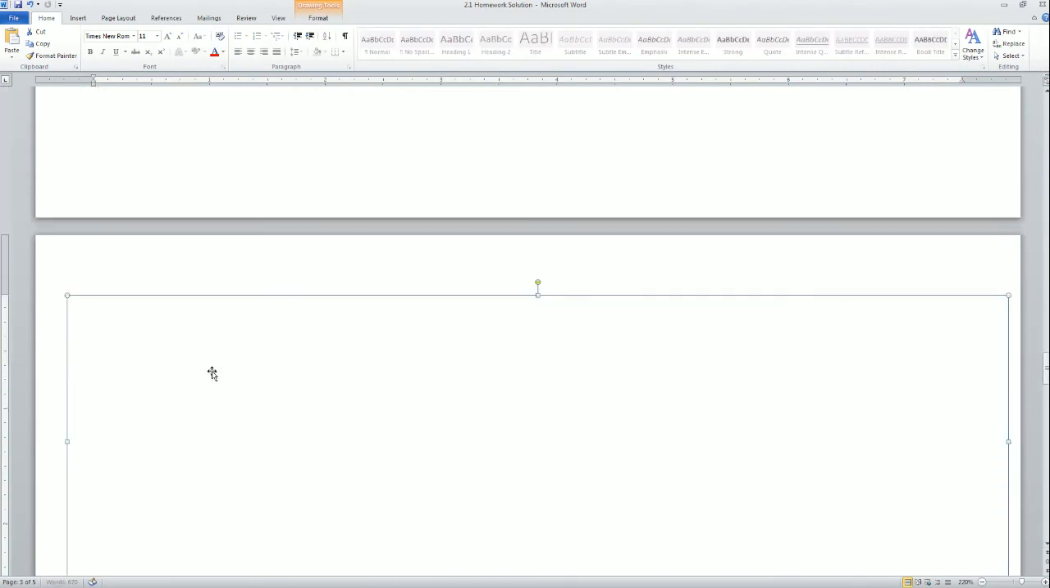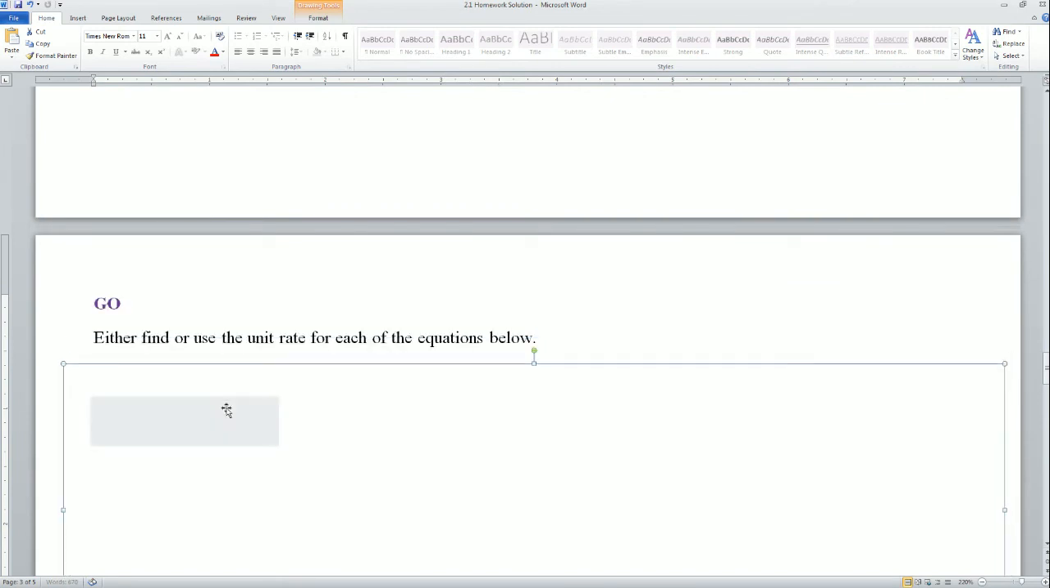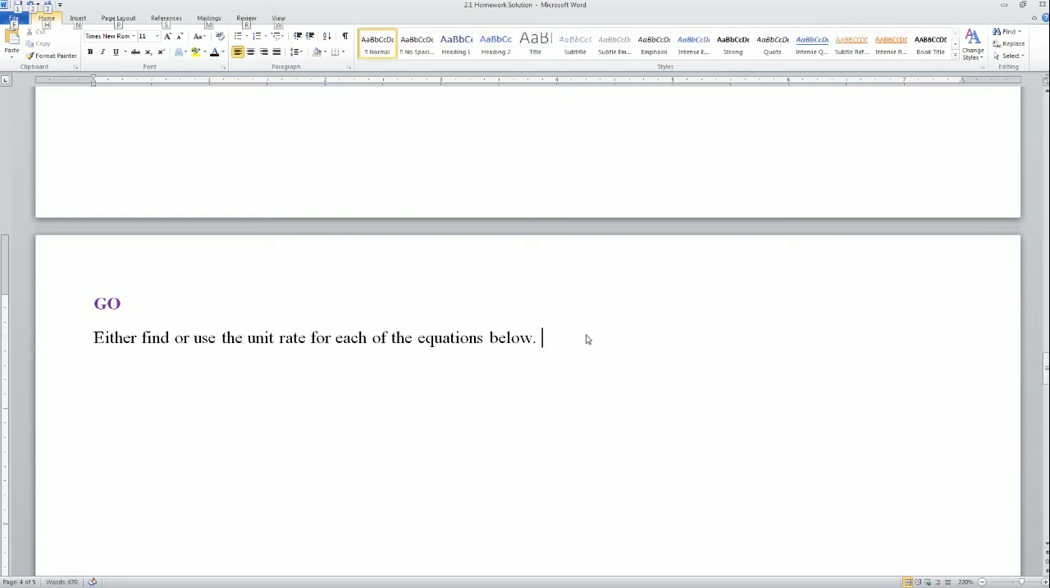Alright, let's go to the Go part now. Either find or use the unit rate for each one of the equations below. The unit rate is referred to as the unit rate is one of that thing. Okay, this is the key idea. We're going to talk about this in a bit.